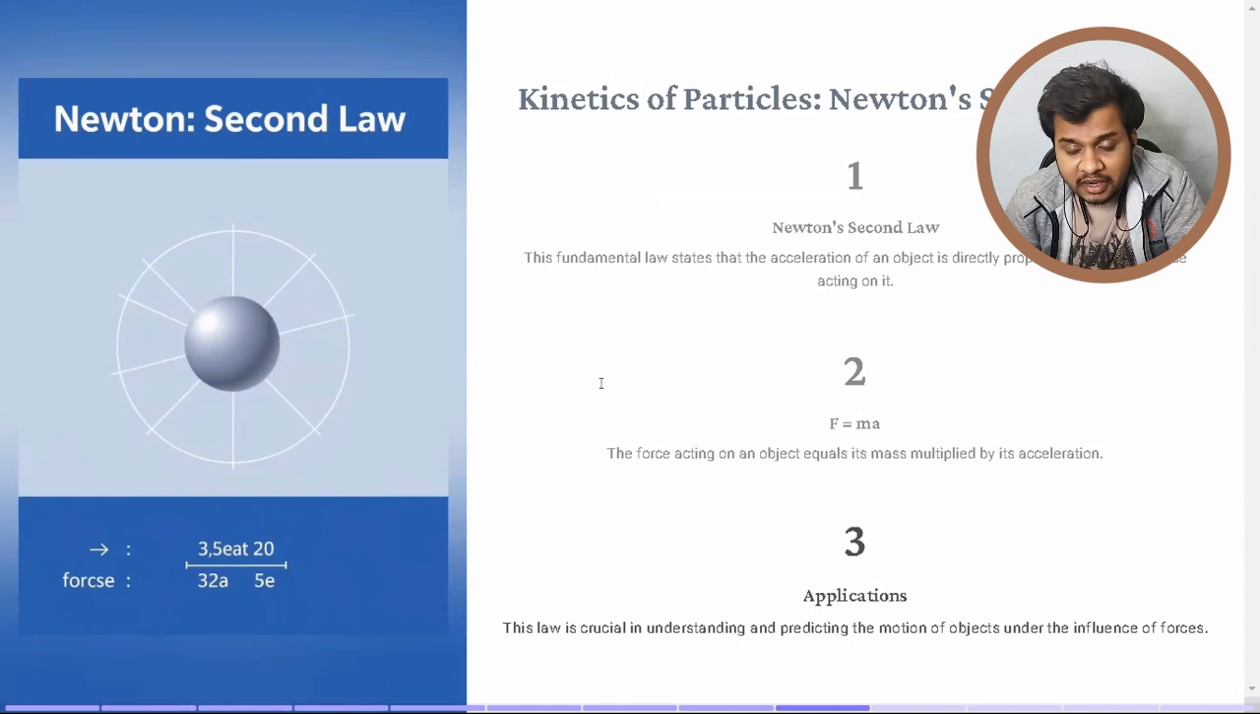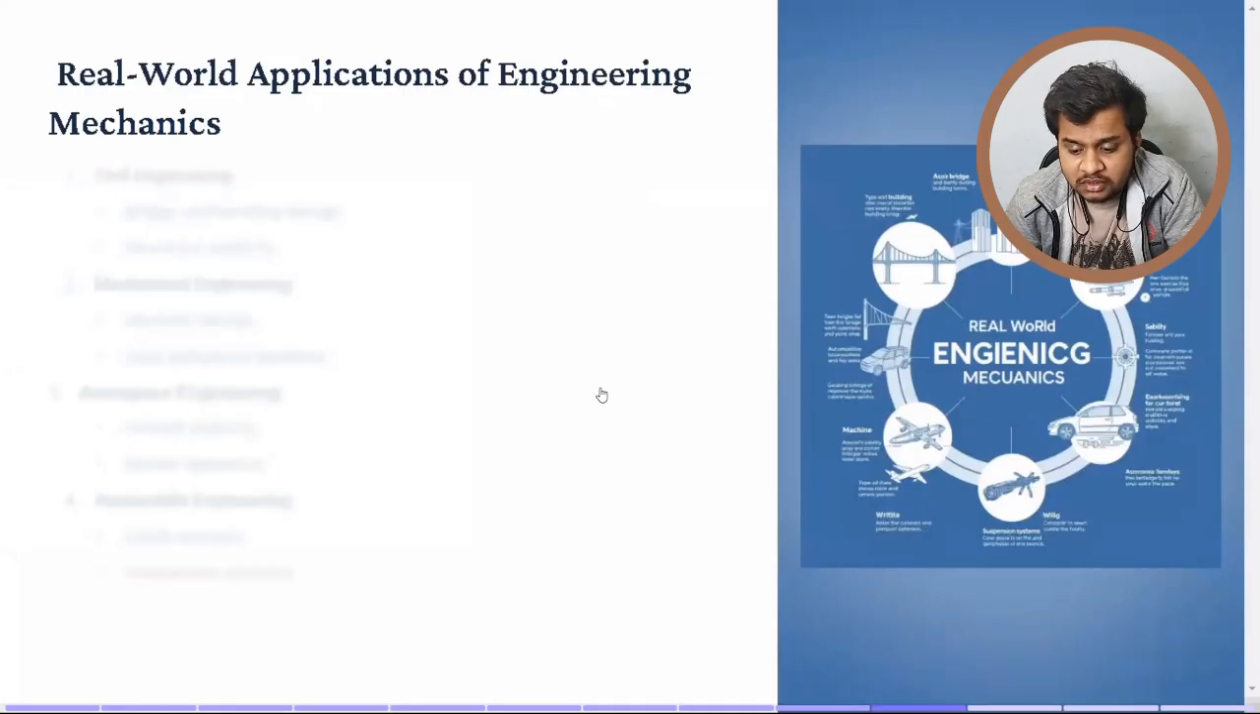And now the third one is application. The law is crucial in understanding and predicting the motion of objects under the influence of forces. Now, the real world applications of engineering mechanics.